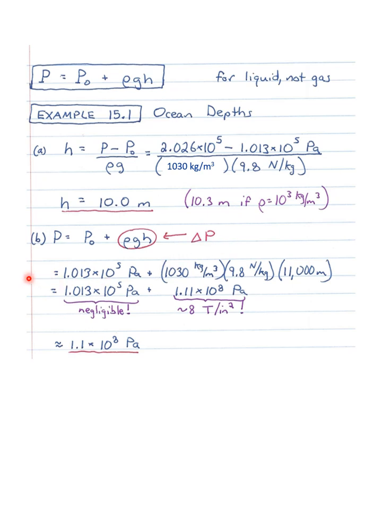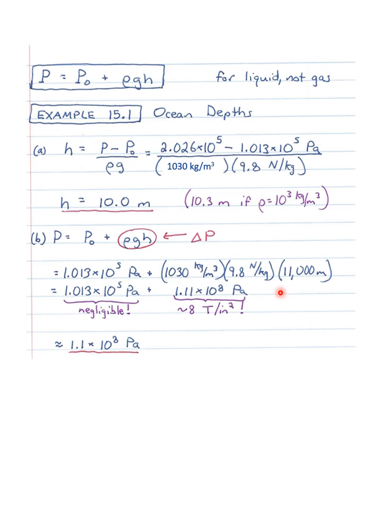Now, if we want to know what is the pressure, we'll plug in. So first we've got the P naught, the air pressure, 1.013 times 10 to the fifth pascals, plus, and here we have rho GH, 1030 times 9.8 times H, and it says 11 kilometers, so that's 11,000 meters. And I've kept these numbers separate so that you can see the difference.